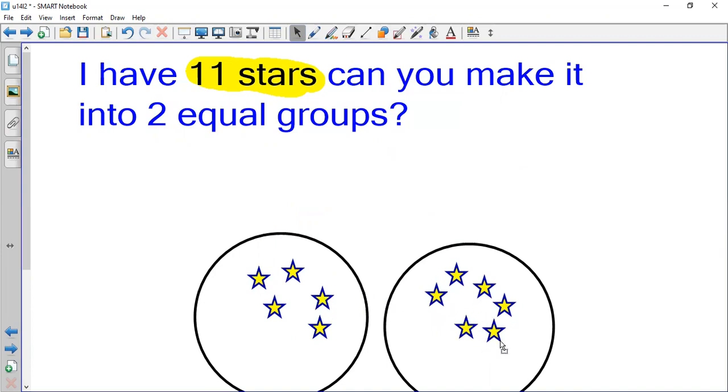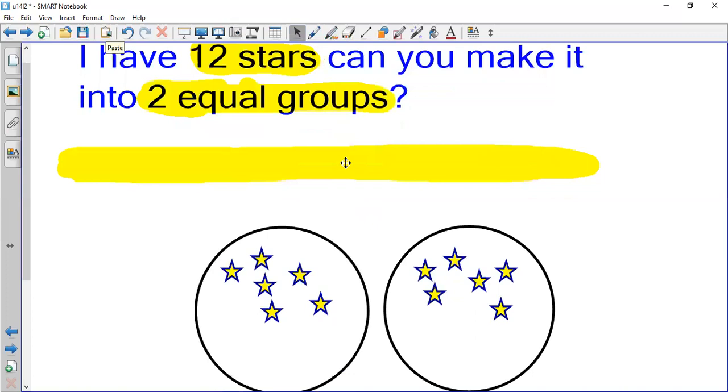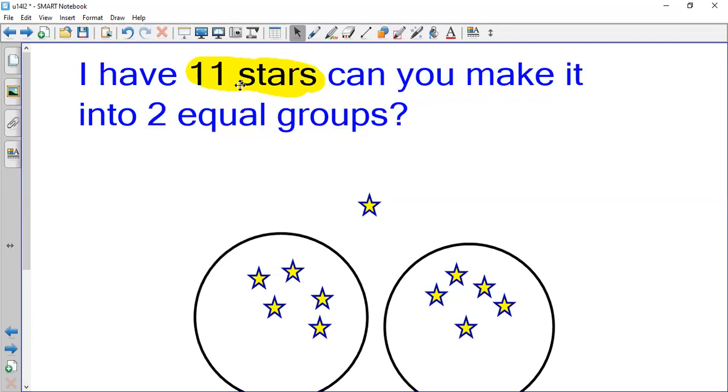And if I put it here, this group will be greater. And I should make equal groups. So I will not put this extra one in this group or in this group. So this one is called leftover. So when I divided the 12 stars into two equal groups, I managed to make two equal groups with no leftover. But when I have 11 stars, I cannot make it into two equal groups without having one as leftover.